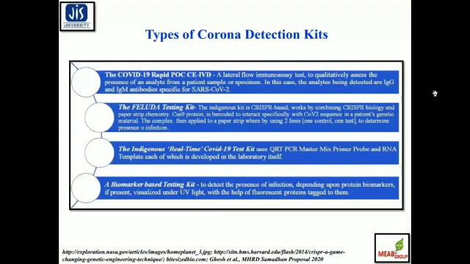The fourth one is being proposed by Dr. Ghosh while he participated in an online proposal submission program, Samadhan, organized by MHRD, Government of India, where he depicts that this particular kit can be used to detect the presence of infection depending on a protein biomarker, if present, visualized under UV radiation with the help of fluorescent protein tagged to them.